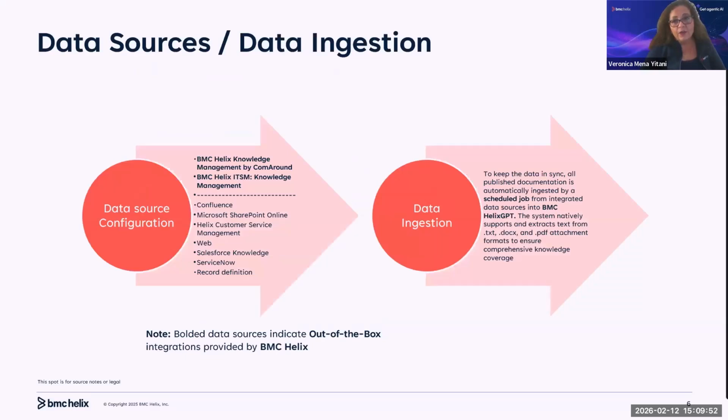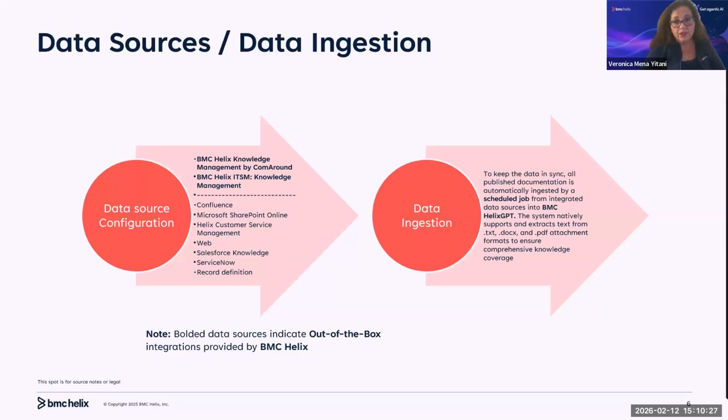Let's look at how we feed information into the system to ensure Helix GPT provides accurate and grounded answers. This process is divided into two main stages: configuration and ingestion. First, we look at the data source configuration. On the left, you can see a vast selection of data sources we support. The items involved, specifically BMC Helix Knowledge Management by ComAround and BMC Helix ITSM Knowledge Management, are out-of-the-box integrations. These are pre-built and ready for immediate connection.